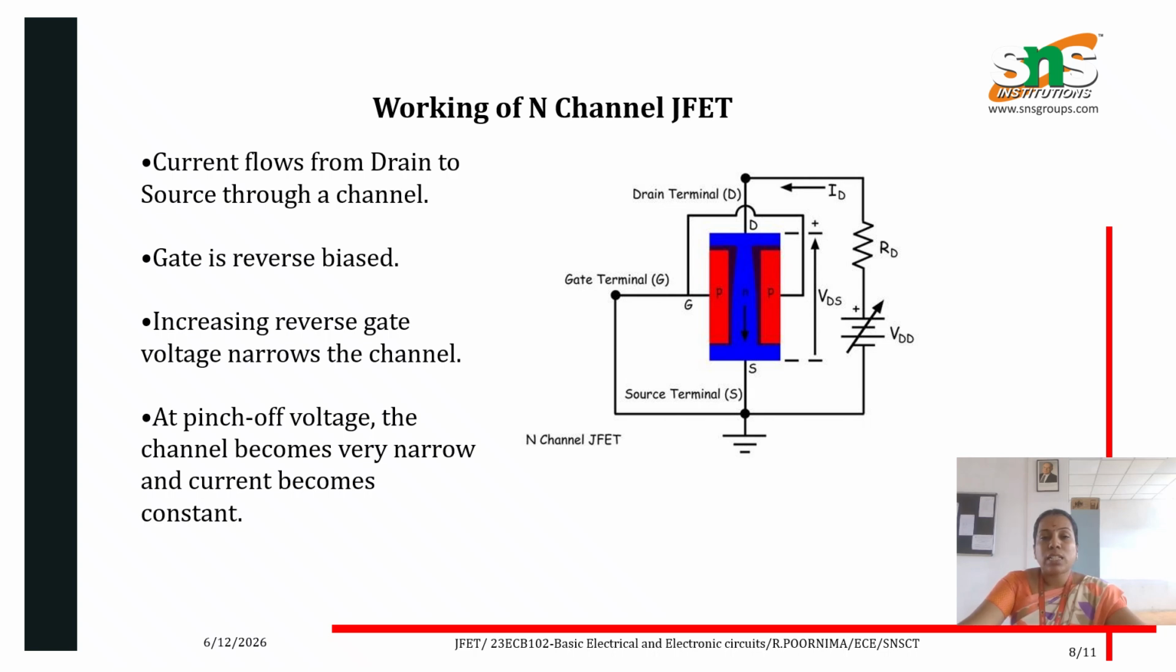When the gate is reverse biased, increasing the reverse gate voltage narrows the channel, so the depletion layer width increases. Due to this, the current flow is controlled. At pinch-off voltage, the channel becomes very narrow so that the current becomes constant. Increasing the reverse gate voltage reduces the drain current.